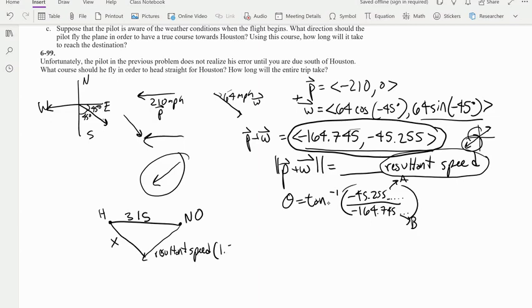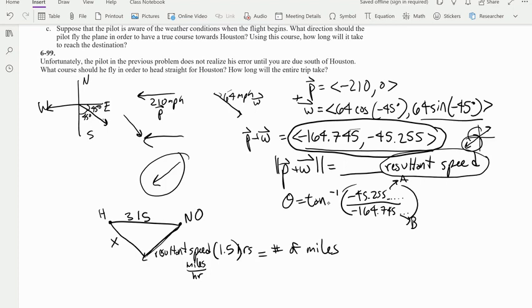Multiply that by 1.5, because your resultant speed is miles per hour, right? Multiply that by 1.5 hours, and you get number of miles. And that's how many miles you've actually traveled after 1.5 hours. So take your resultant speed that you got from part A, multiply it by 1.5, okay? And that's going to be this side of your triangle.